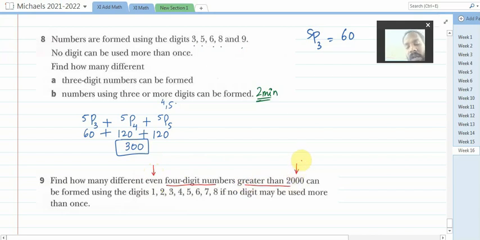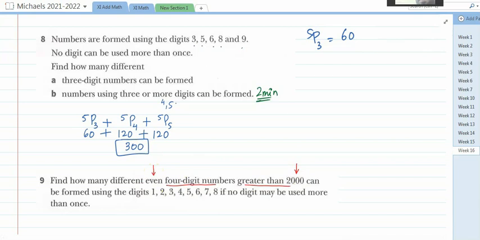Now there are three conditions. The first one, it's a 4-digit number. The second one, it must be an even number, and for the third one, it must be greater than 2000. So first give it a try by yourself, and you have a time of 4 minutes to find out the correct answer, and then I will explain it to you.